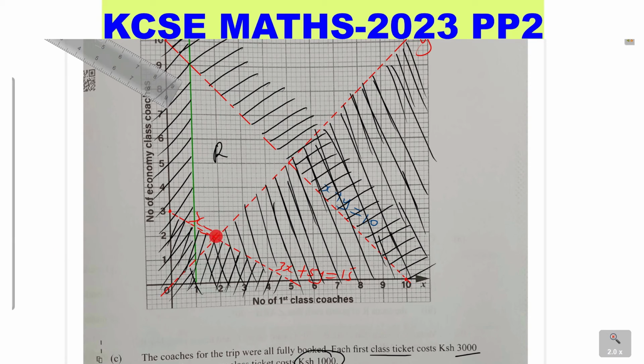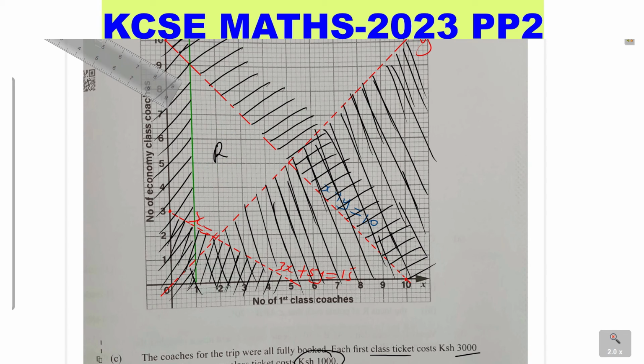But in this case, when you look at all the corner points of the feasible region or the required region, they are all lying on broken lines. And therefore, all those points will not satisfy all these inequalities. We cannot assume that the corner points are going to give us the correct number of economy class coaches and number of first class coaches, because they are all lying on the broken lines, and all the points that lie on the broken lines will not satisfy the inequality. So therefore we need to get other points here inside.